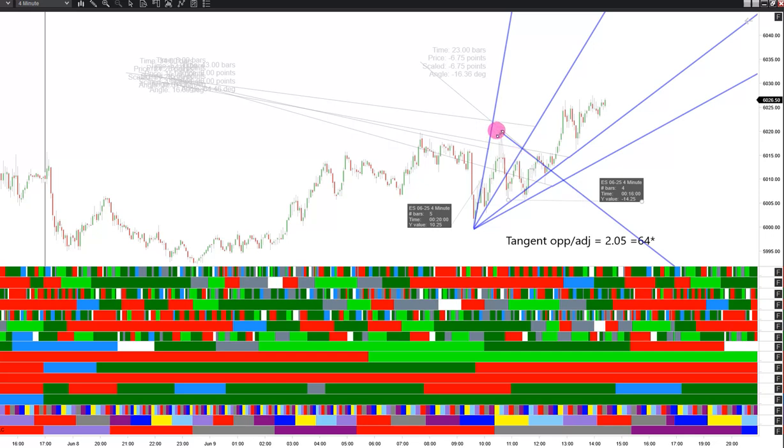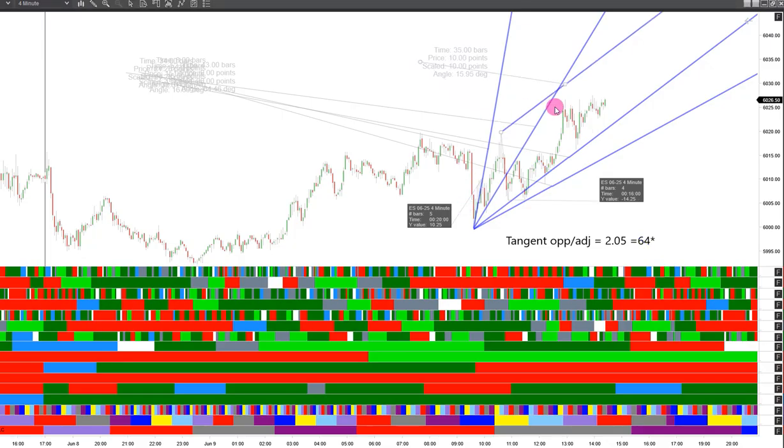Now I measured this swing down right here from this high to this low, and that was 4 bars and 14 1/4 price range. Doing the opposite over the adjacent, it gave me a tangent of 0.28, which is a 16-degree angle. So plotting a 16-degree angle down gives me this look. But now I can also do something else with that. I can also take that angle to the upside off of the flat horizontal axis, and instead of going 16 degrees down, I can go up 16 degrees off of that x-axis.